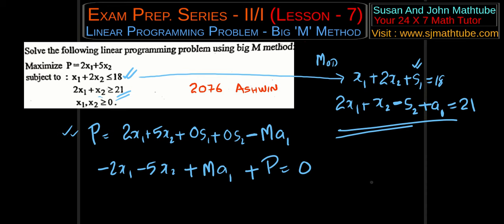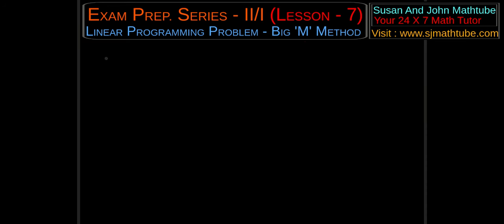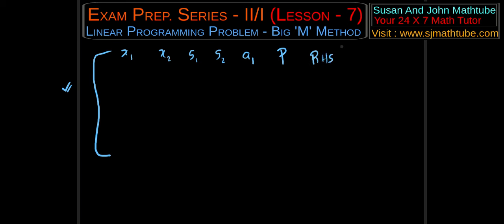Okay, so let's go for the initial table, or let's rather call it the initial matrix. If you did not watch lessons number 5 and 6, please pause the video right now and learn the simpler version of the simplex method. Okay, so let's start. I'm going to write the variables involved: x1, x2, one slack, one surplus, and surplus means there will be an artificial, and of course our objective function P, and our right hand side. And that's it.